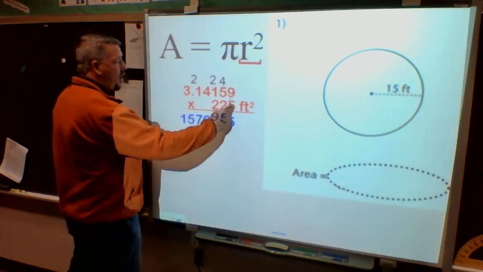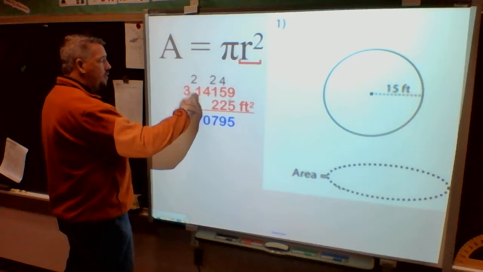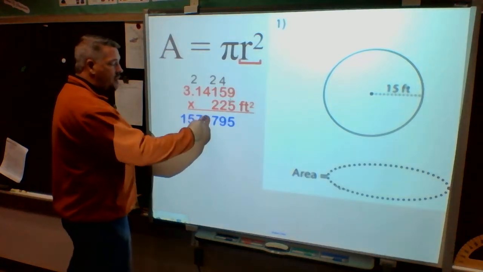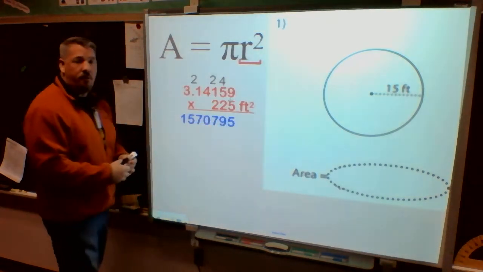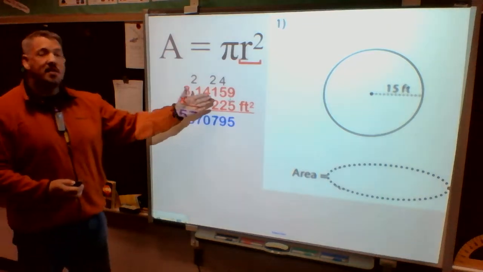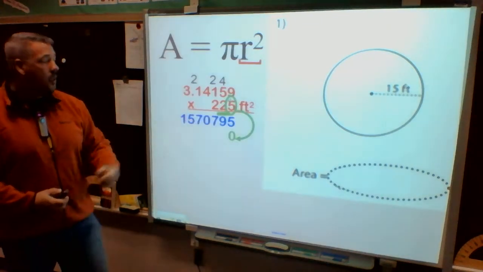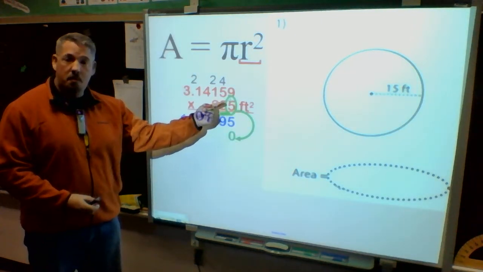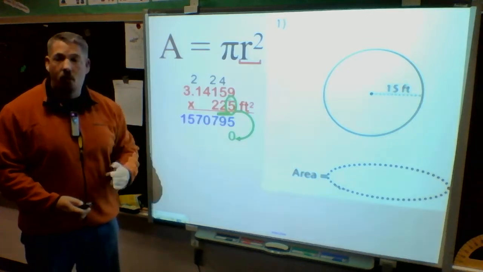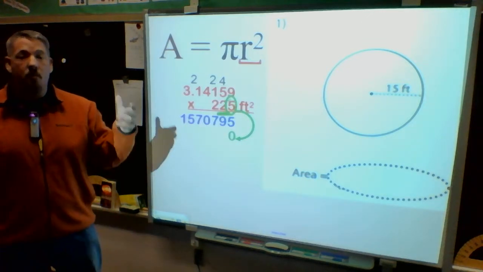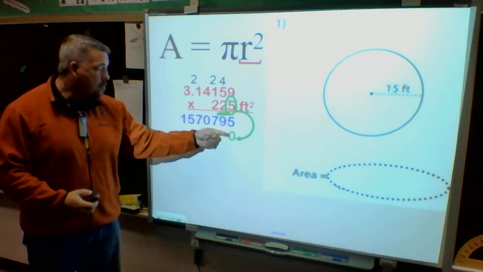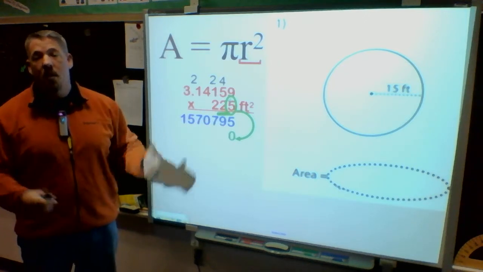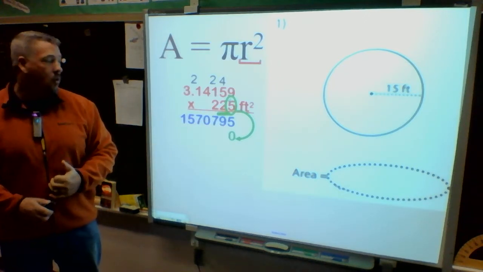But when I multiply each of these by my 5, then I get 1570795. Then I have to go to my second number, and once again, my second number tells me to bring down a 0. Hold that place value. If I'm not willing to show that, then most likely I'm going to forget it, and then my answer is going to be completely wrong.